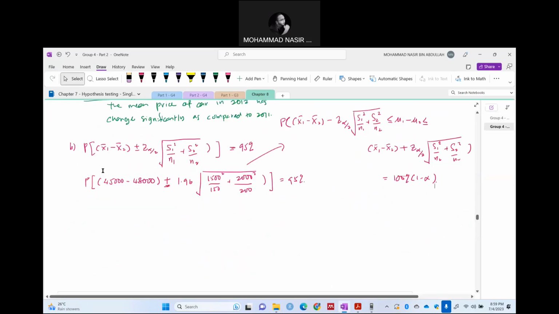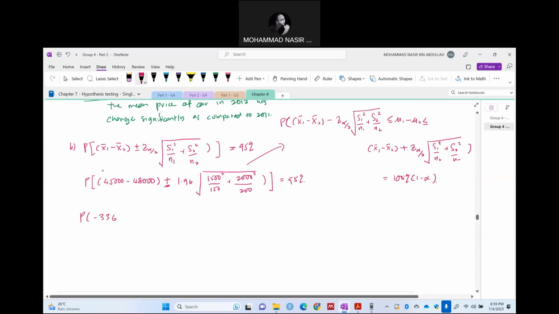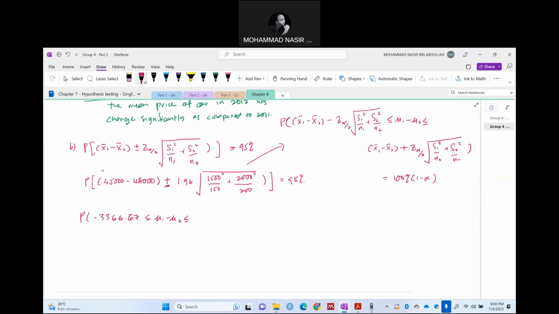So once you input the values into the formula, you will get the probability that mu1 minus mu2 lies between negative 3366.67 and negative 2633.32, equal to 95%. So since mu1 minus mu2 equal to 0 is not in the interval, we reject the null hypothesis. It means that there is a significant difference.